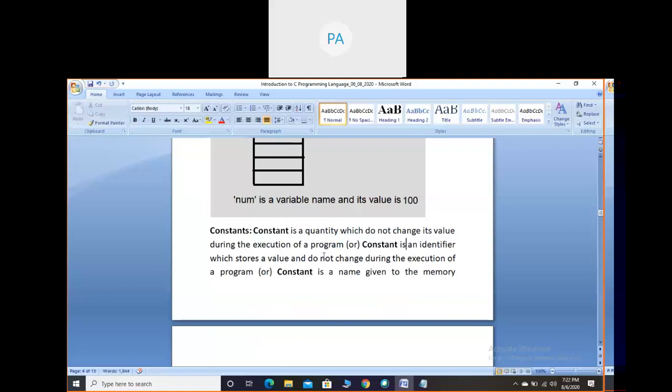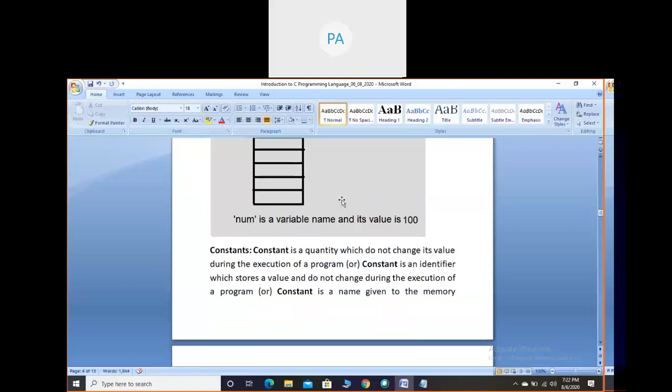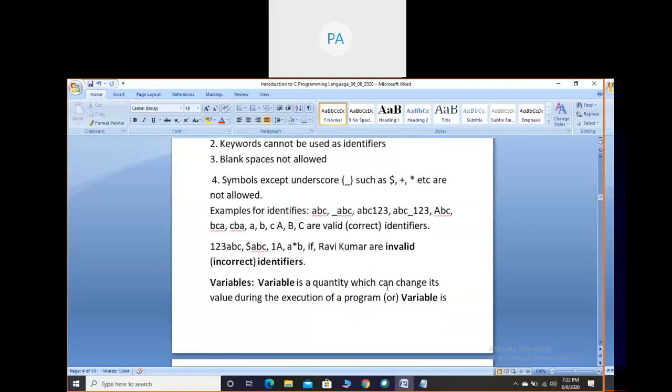If you compare with the variable definition, a variable is a quantity which can change its value. See, in the case of a variable, I have used the words 'which can change'. That means it has an option to change. If you don't change it throughout the program, it's fine. It is not a problem. It is not a rule that you have to change its value compulsorily at a certain point of the program. If you want, you can change the value; otherwise let it be whatever value you gave initially.